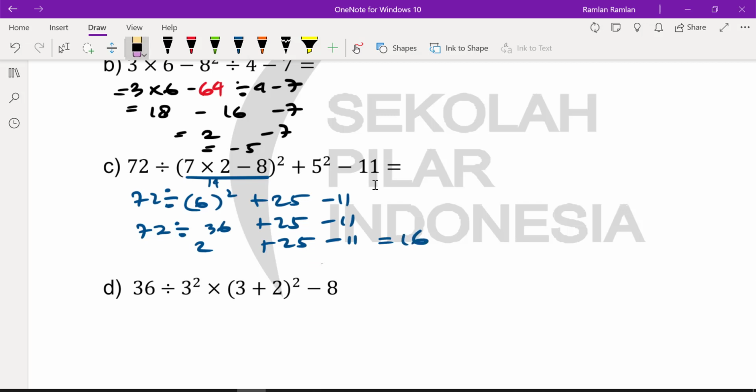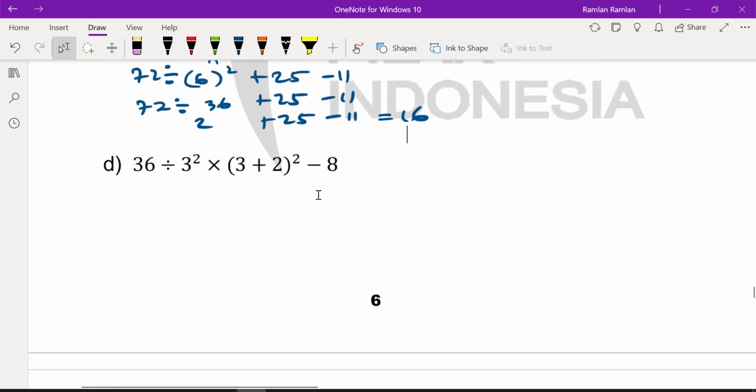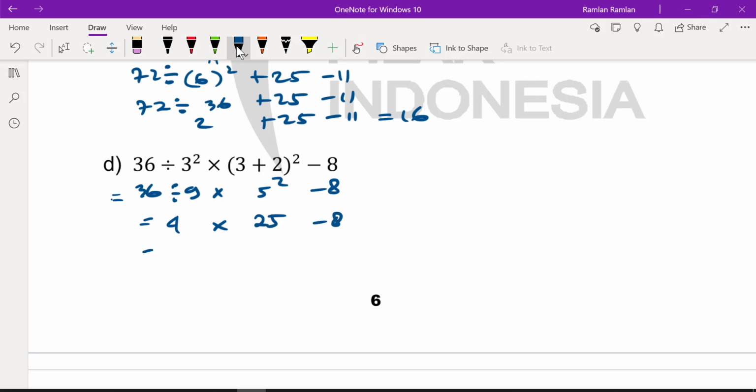Okay, that's it. Same thing with question D. Do this one first. So the one inside the bracket would be 5, right? That'll be 5. So I'm going to write 36 divided by, I can do this one first, which is 9. And then this is going to be 5 squared minus 8. And then 36 divided by 9 is 4. That will be 5 squared, which is equal to 25 minus 8. And then multiply the 4 times 25, which is 100, minus 8, and that'll be equal to 92.